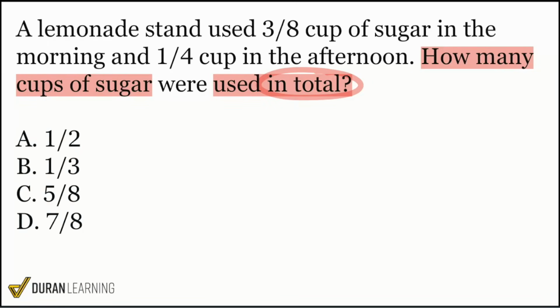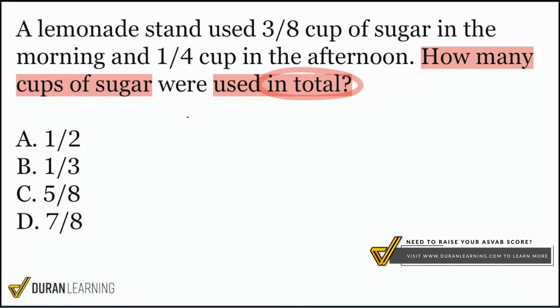But in this case, when we take a look, it says the lemonade stand used this much sugar in the morning and this much sugar in the afternoon. So it really looks like, to find the total amount of sugar, take this and that and add it all together. And that's what I'll do. I'll have 3/8 and I'll add that with 1/4. And that's how we're going to achieve the answer, just adding this up.